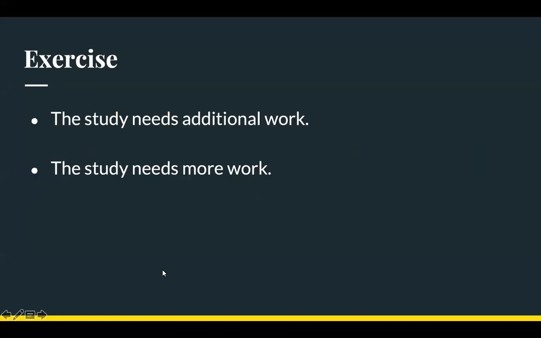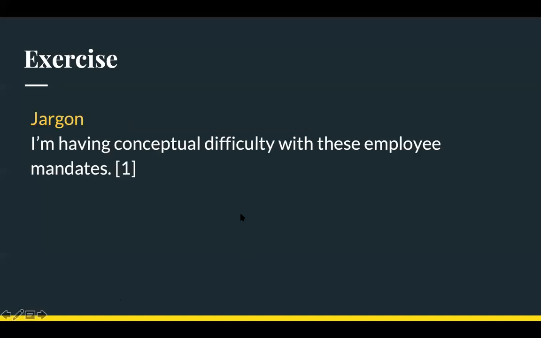So here are some very, very short alternatives. The study needs additional work. So that communicates the same thing, which someone just wrote. The study needs more work. So those are two simpler sentences that communicate the exact same thing as what we wrote in the previous page.